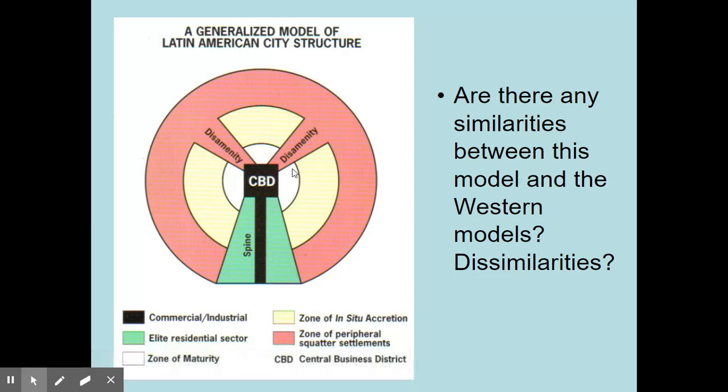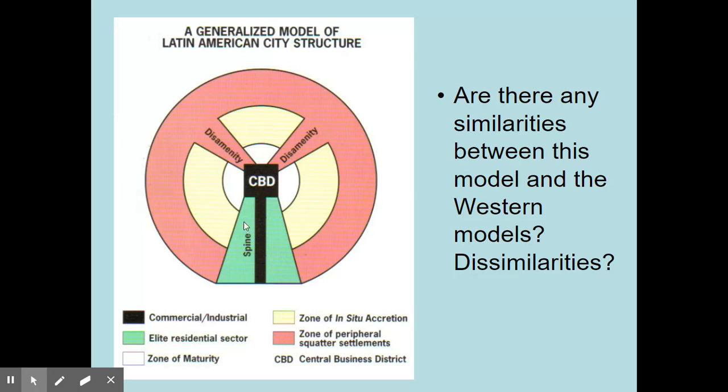And disamenity means that there's actually parts of the city that do not have access to city services like fire and police and health services. Disamenity means you're getting none of that. So super, super poor and not even with access to your basic needs.